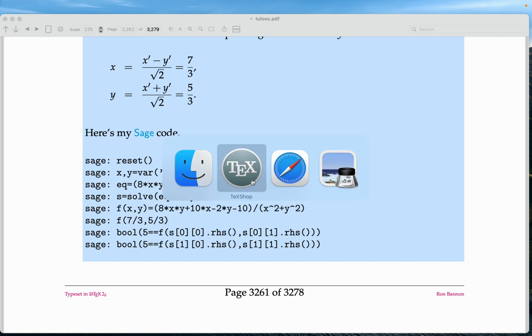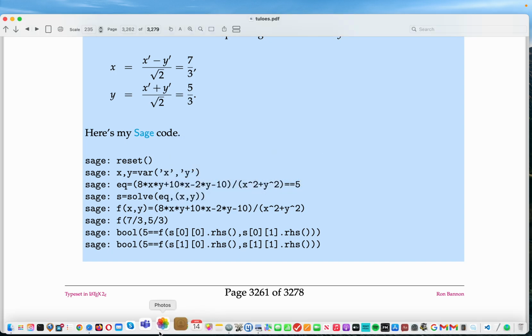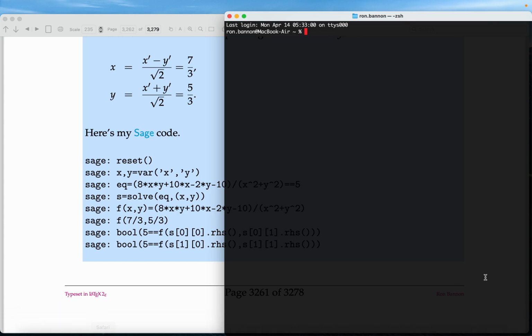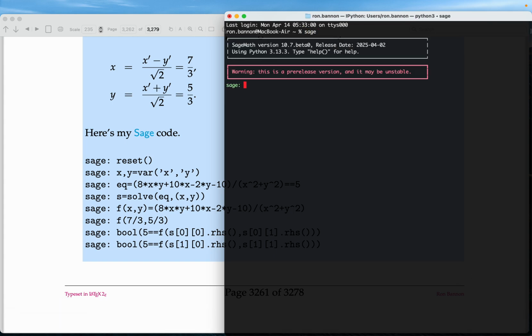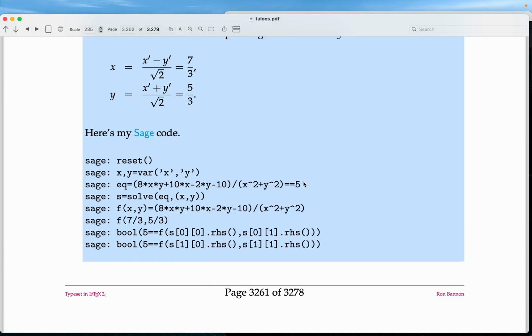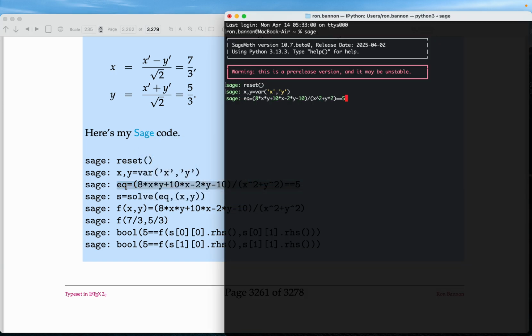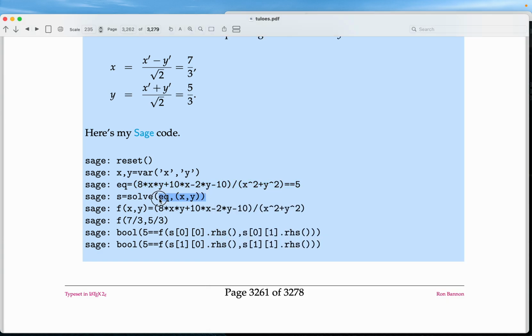So I'm going to go to Sage. I have to open up Sage first of all. I'll launch my terminal and type sage in. I'm running a pre-release version of Sage, so they give me a little warning up front. But anyway, reset. It's always a good thing to start with resetting when you start a new problem. X and Y are variables. And then I'm going to copy this equation in. All right, and now I'm going to solve the equation.